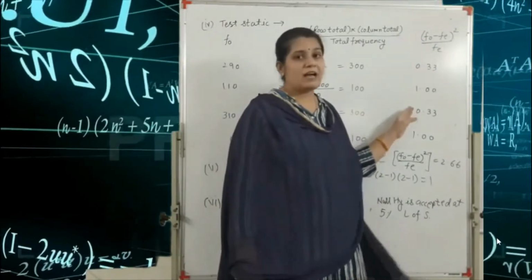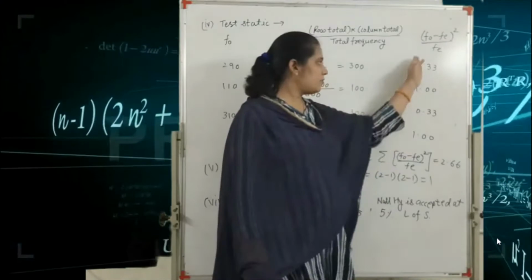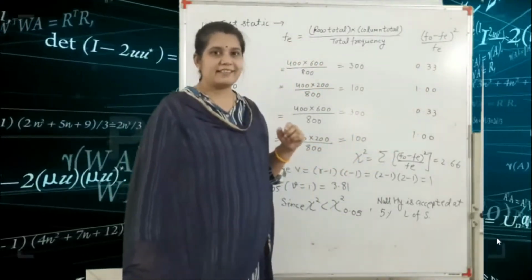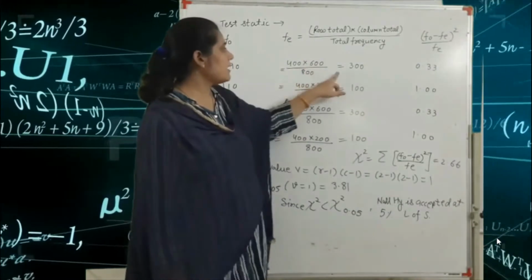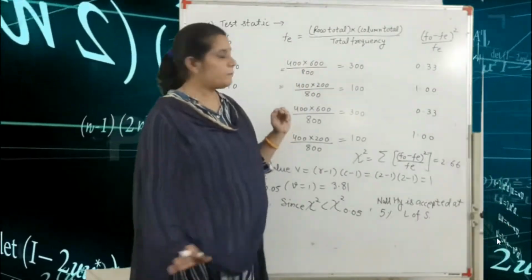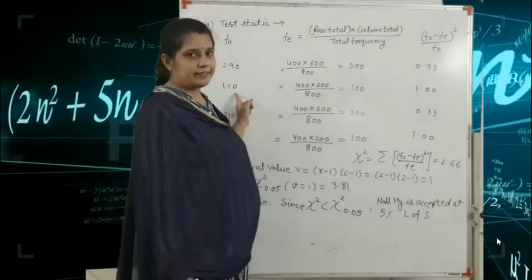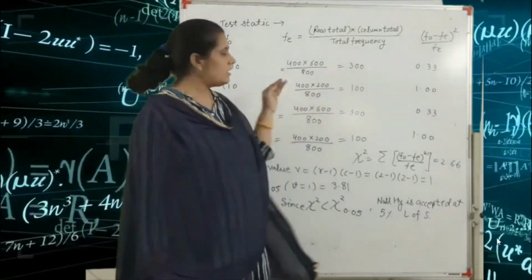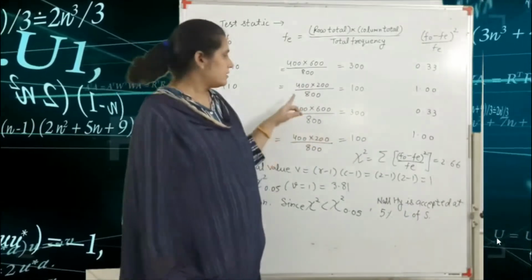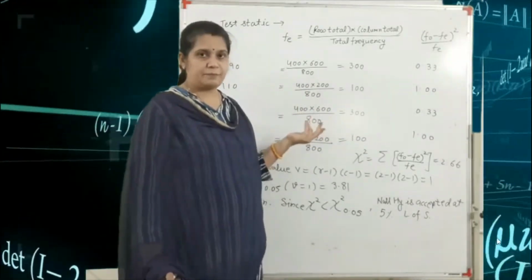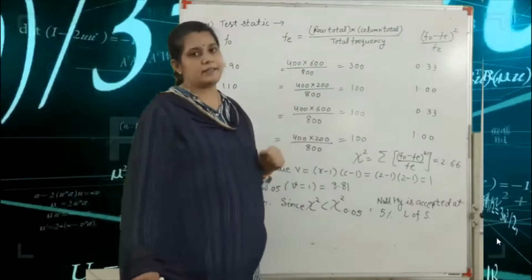So we take the row and column. The total value is 800, the total frequency. So we write 400 times 600 divided by 800. Solve this and we get 300. Next one is for 110. The row total and the column total: 400 into 200 divided by the total frequency 800. So we get the value 100.